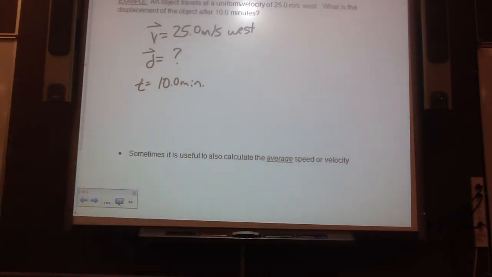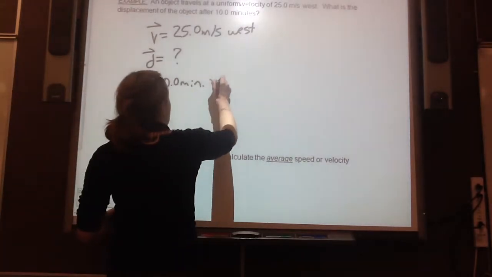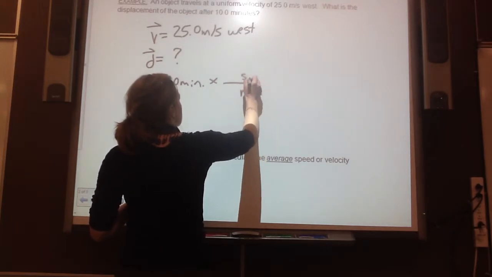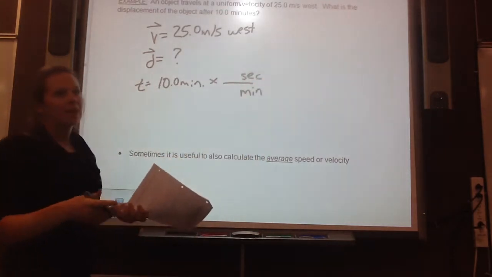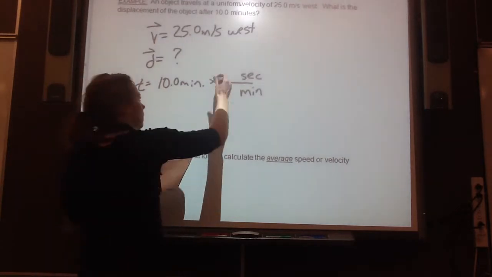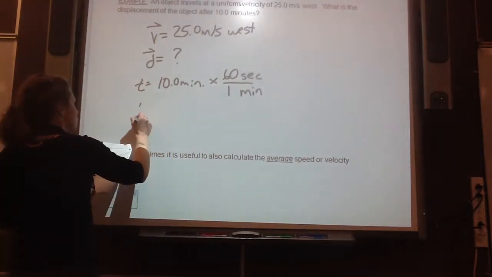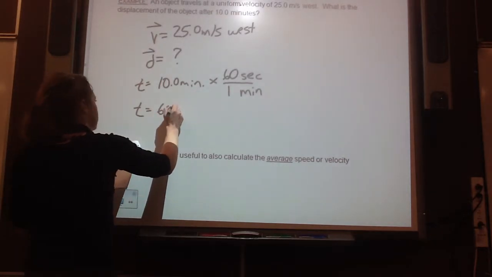Okay, I have a problem. Can I use this t and this v together? No, why not? This one's minutes and one's seconds. Great, so I need to do my conversion. So, multiply, I have my minutes on the bottom, seconds on the top. How many seconds in 1 minute? 60 seconds in 1 minute. So I know that my t is 600 seconds.